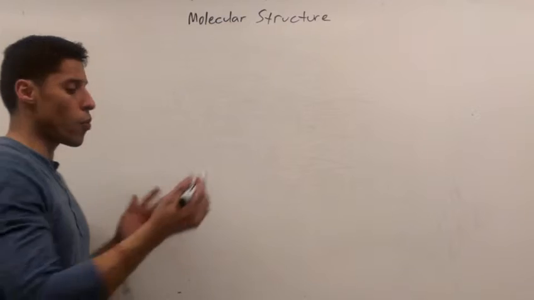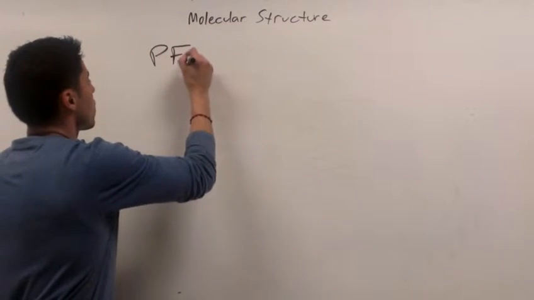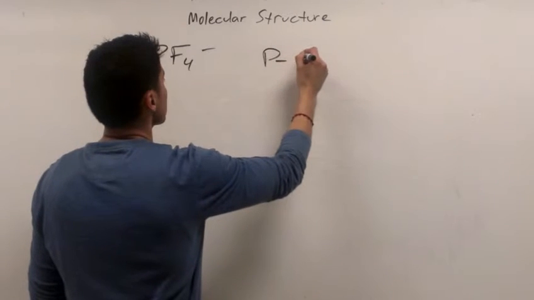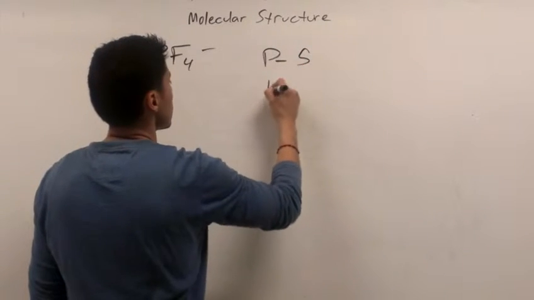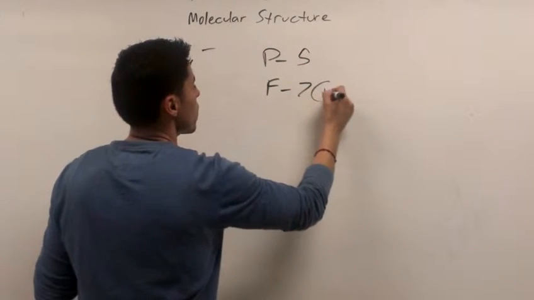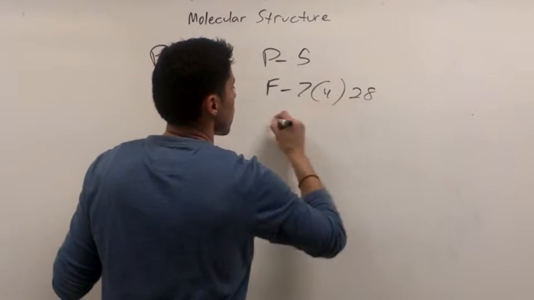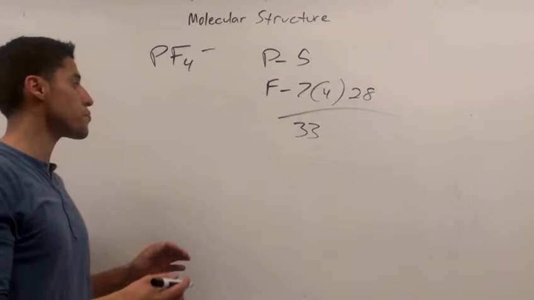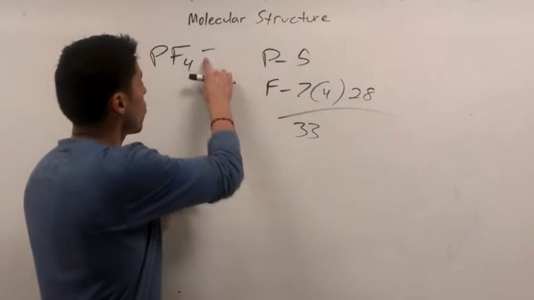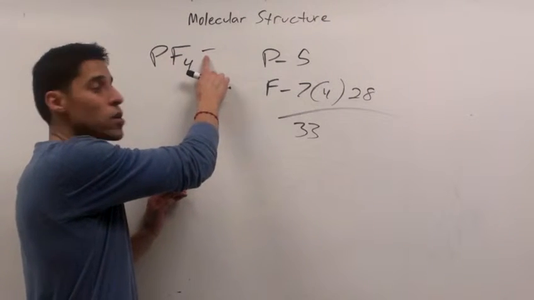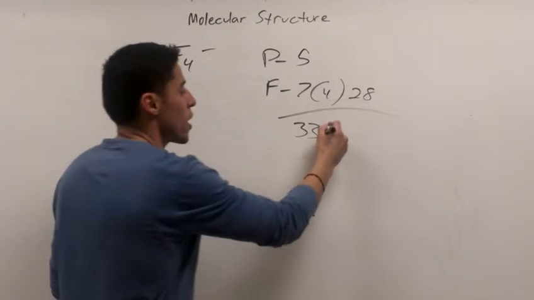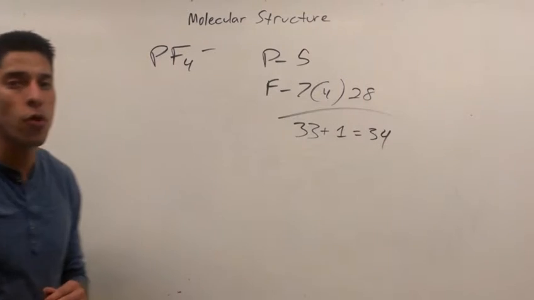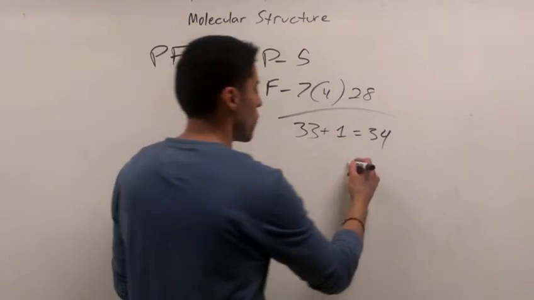Okay, let's just do a couple more. A few more examples here. We have another anion. We have phosphorus with 5 valence electrons, fluorine with 7, giving us a total of 33 valence electrons. So from here we have a charge here. We have an extra electron we need to account for. So we're just going to add one more, giving us 34.